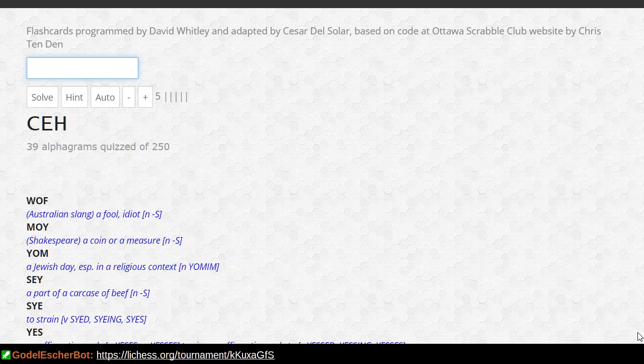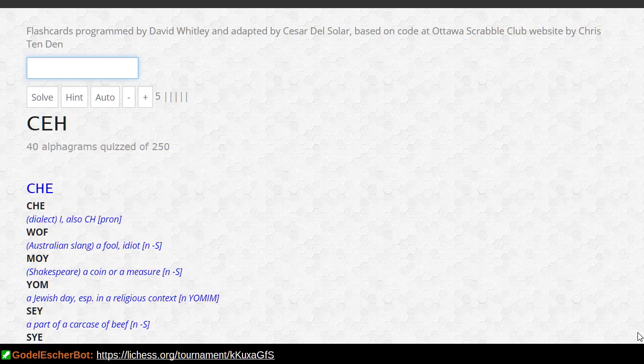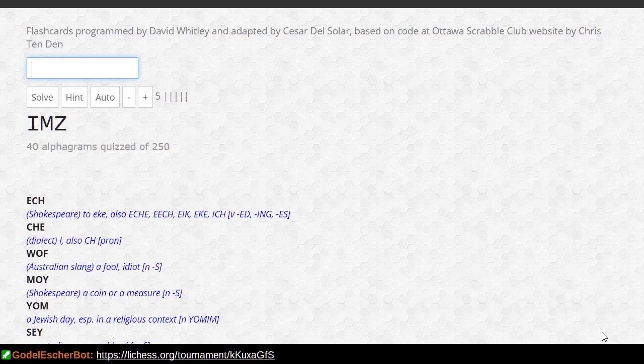Okay, so WOF is slang for a fool or an idiot. Not to be confused with the file format WOFF. Yeah, this WF just means fool or idiot. Che I. It's another way to pronounce or spell I. But what else could there be? What does this start with? ECH. Teek. Huh. Way to go, Shakespeare, for making English exciting. Or at least recording it for the rest of us.